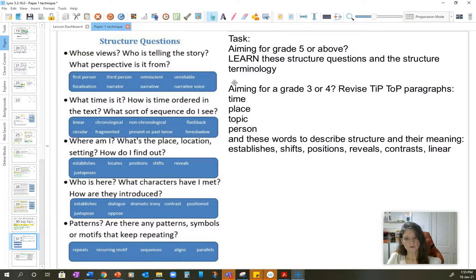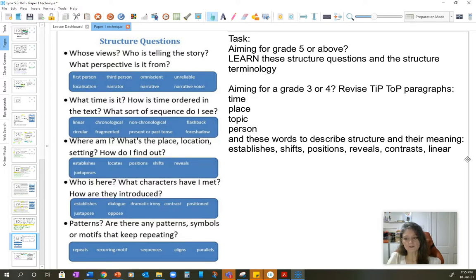If you've left your revision until right at the last minute, naughty, naughty, but I understand it happens. Or if right now you've got plenty of time for your revision, but you're aiming for a grade 3 or a grade 4 and you're realistic, just revise those tip-top paragraphs. Change paragraph if time, place, topic, or person changes, because that's going to help you, like I said, in question 5 on paper 1 and paper 2, remembering how to use paragraphs, okay?